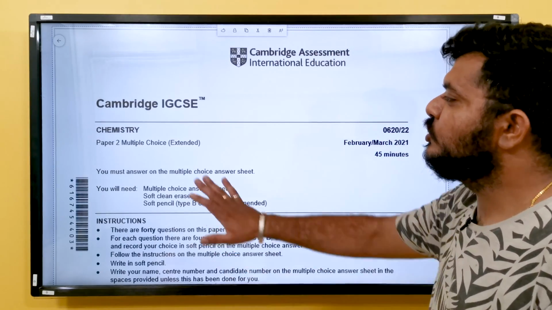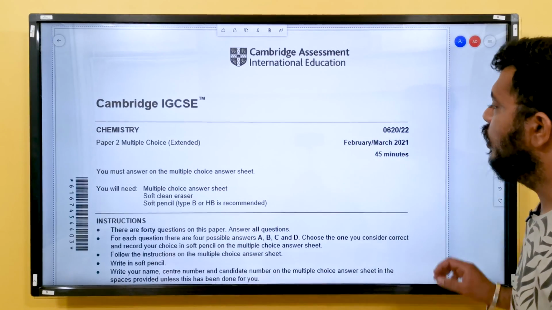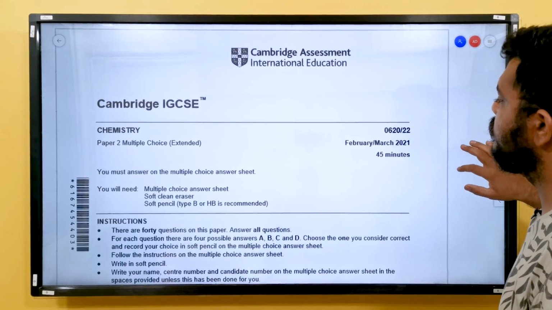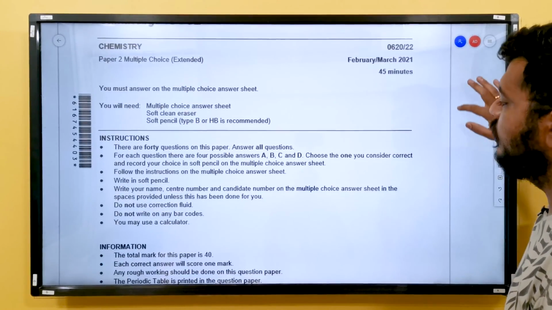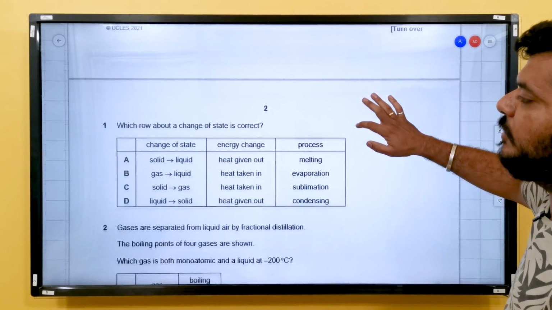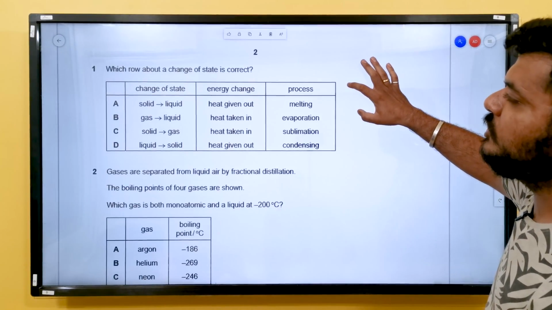Today we are going to solve chemistry paper 2 of February March 2021. Paper is 0620/22/F/M/21. It's of 45 minutes and the paper is an MCQ type paper. Let's start with the first question.